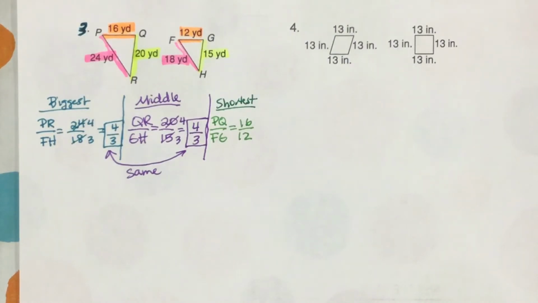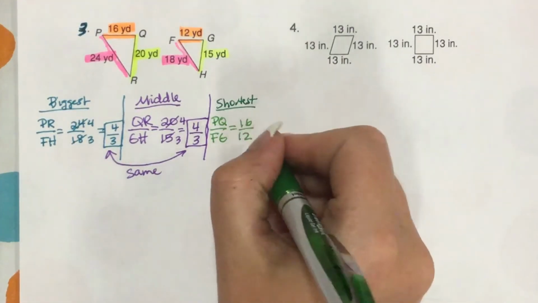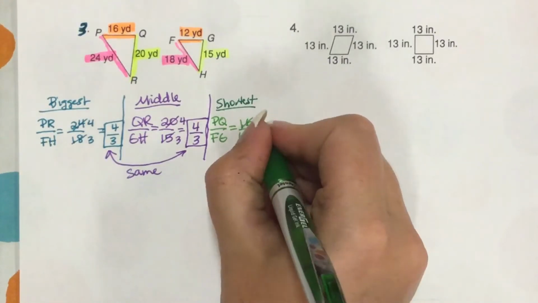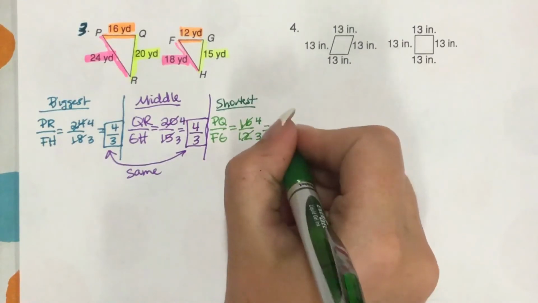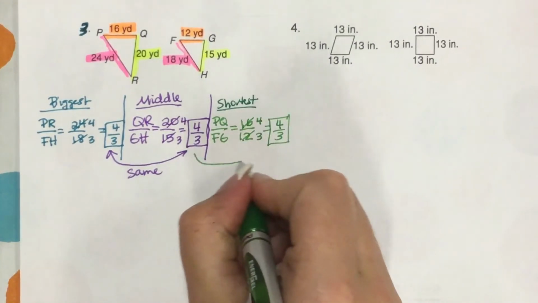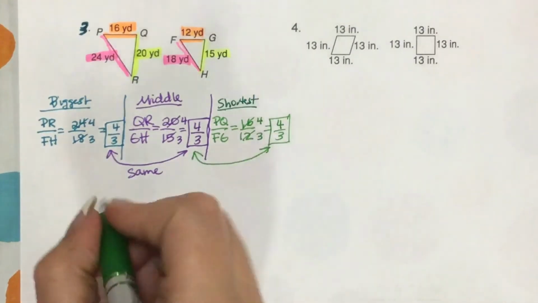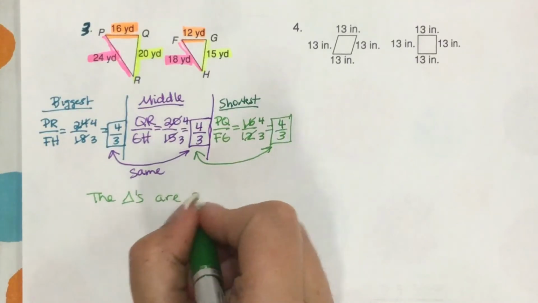Is there a common factor that goes into 16 and 12? The answer would be yes. 4 goes into 16 and also goes into 12. So 4 goes into 16 4 times, and 4 goes into 12 3 times. So our ratio is 4/3. And look there, it is the same. So they're all the same. That means that the triangles are similar.